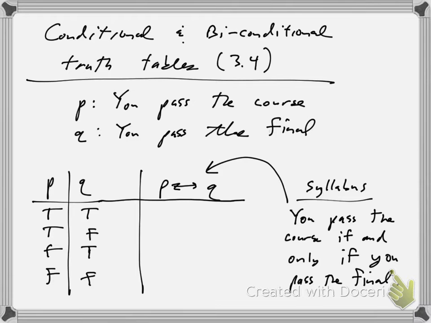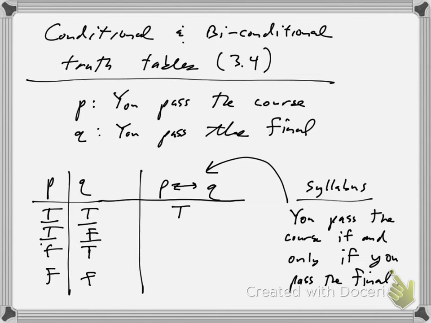Well, let's say what happens in reality is I pass the course and I pass the final. Then you would say, oh, the professor told me the truth. I passed the course and I passed the final. So that means that I pass the course if and only if I pass the final. That's true because I passed both, which means it should be true. So a double true means true. Now, let's say the syllabus says that I pass the course if and only if I pass the final.